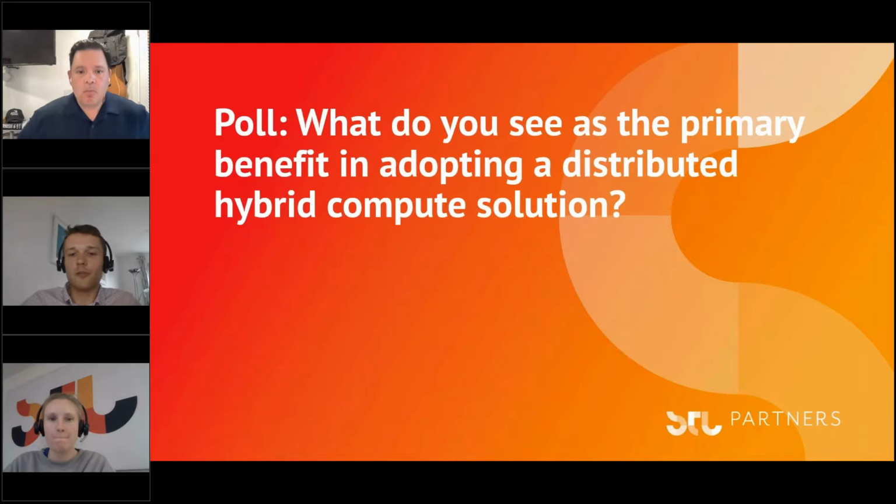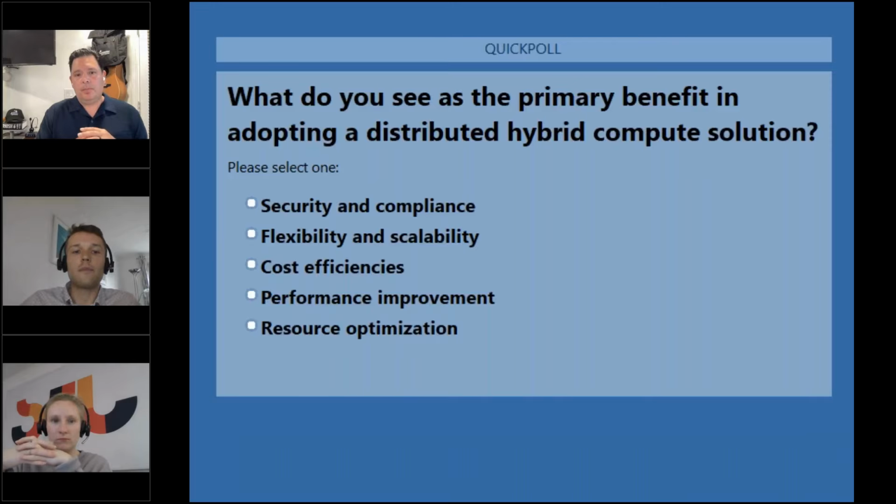So now we're going to ask the audience, what do you see as the primary benefits in adopting a distributed hybrid compute solution? So again, there are 5 options. For option 1, please select security and compliance. For option 2, select flexibility and scalability. If you think it's really around cost efficiencies, then option 3, performance improvement for option 4, and then finally resource optimization for option 5. So yeah, starting to see the responses come in now.